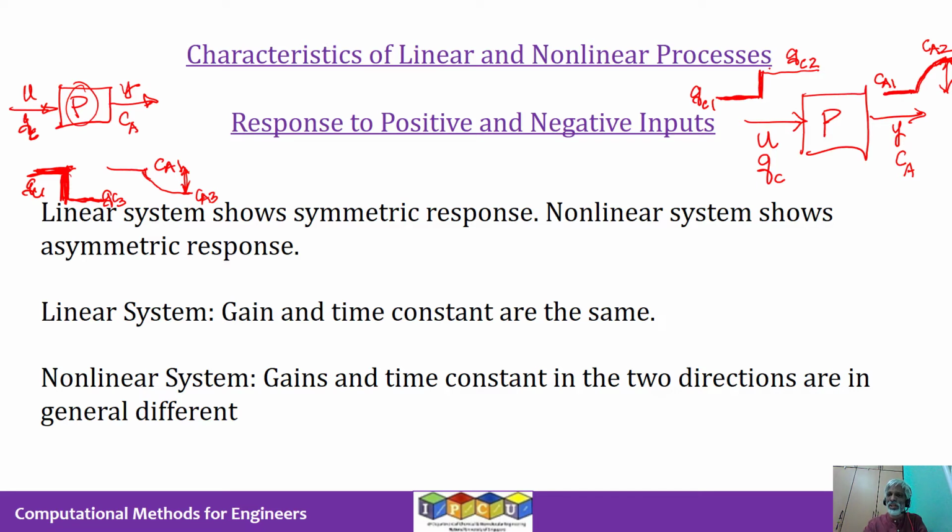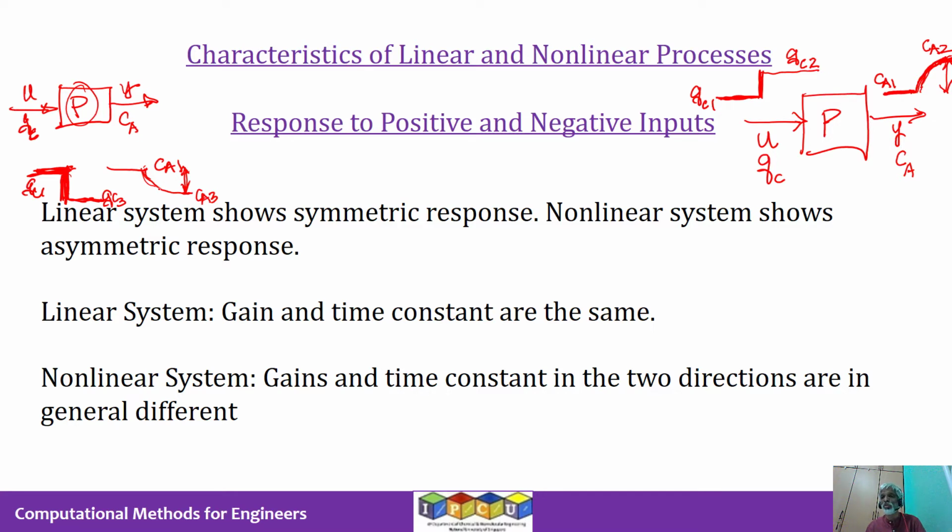Here, if you increase the coolant temperature, the concentration of A goes up. And if you decrease the coolant flow rate, the concentration of A goes down, right? So that is understandable. But the size of change in the output is going to be the same as long as the size of the input is the same. So this is what we mean by a symmetric response. This is one characteristic of a symmetric response, right? So it acts equally in both directions, right? It does the same way.